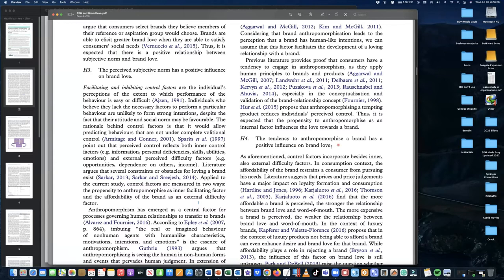The tendency to anthropomorphize a brand has a positive influence on brand love. I don't know whether you saw this advert. Before the elections, there was a lady who was standing there wearing traditional clothes and was giving John Boedu appellations.